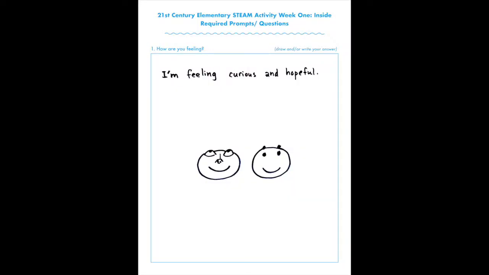The first 5 questions and prompts are required. This means that we want you to try to fill out the answers to the best of your ability. But remember, this is all about you having fun looking out your window, so there are no wrong answers. Question number 1 is, how are you feeling? When I looked out the window on this day, I was feeling curious and hopeful.